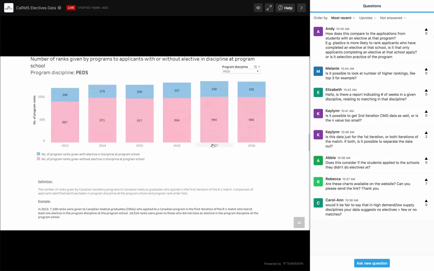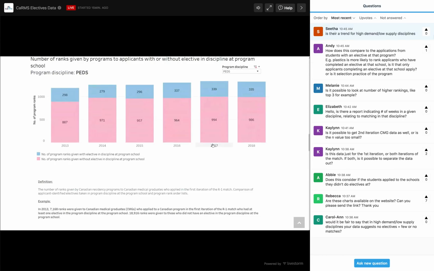And Andy, how does this compare to the applications from students with an elective at that program? For example, plastics is more likely to rank applicants who have completed an elective at that school. Is that only applicants completing an elective at that school apply? Or is it the selection practice of the program? Of course, we don't know about the people who don't apply, so it's hard to really make a connection between that behavior of applying or not applying. So this again is focused on matching and ranking outcomes and choices.